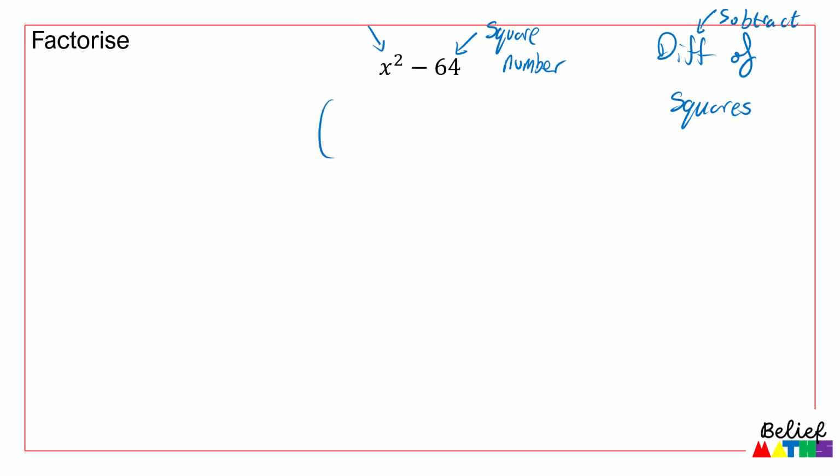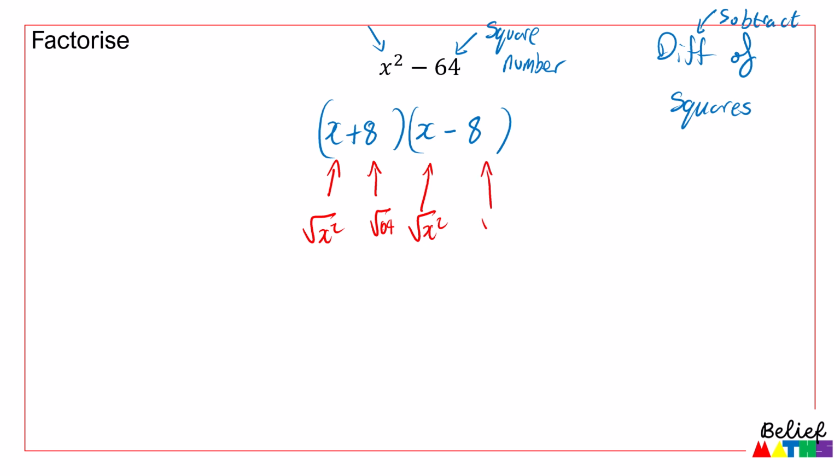So what we're going to have is two brackets, like we had with our quadratics. We have x plus 8 and x minus 8. So we'll always have the square root of the first term, so this is the square root of x squared, and this is the square root of x squared. And then the second number is the square root of 64, and this one is the square root of 64. The only difference between the two brackets is that in the first one we have a plus, and in the second one we have a minus. But if you do them the other way around, put minus in the first one and plus in the second one, that's absolutely fine as well.